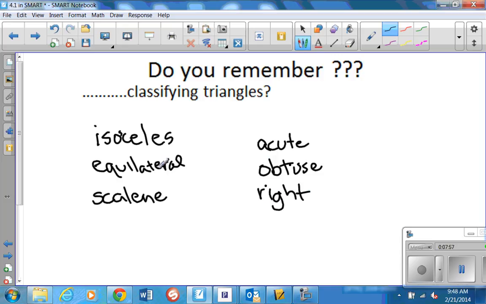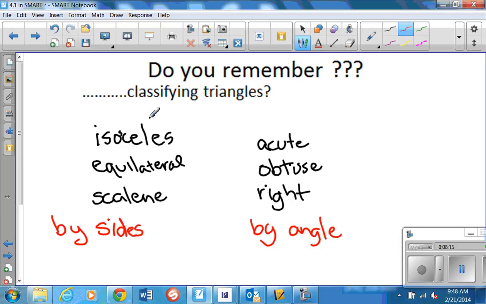Now, how did we classify these? These are classified by what? The sides, the length of the sides, right? By sides. What are these classified as? By angle. So I could have an isosceles acute triangle. What else could I have? An equilateral acute, or combinations thereof.